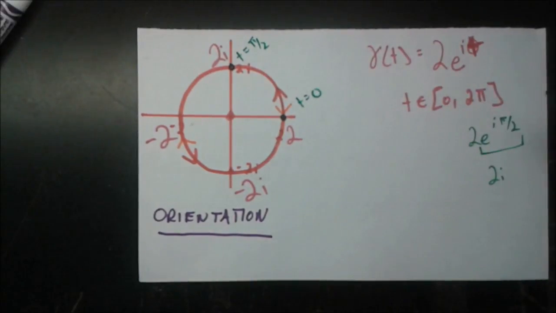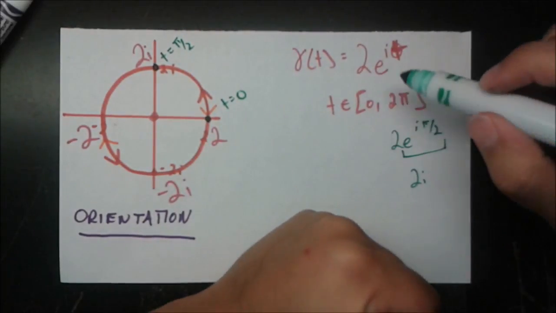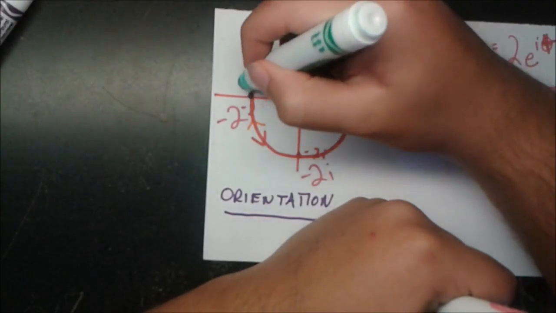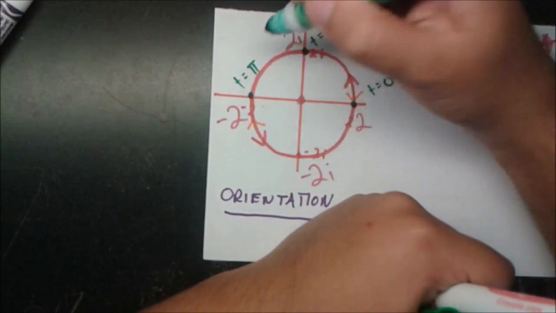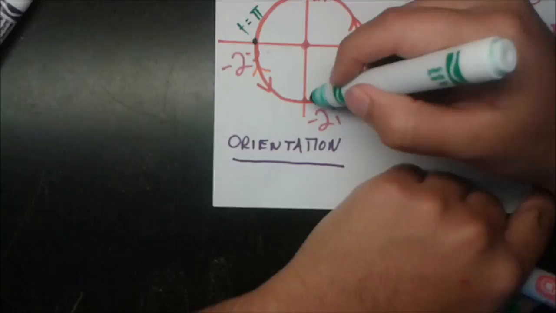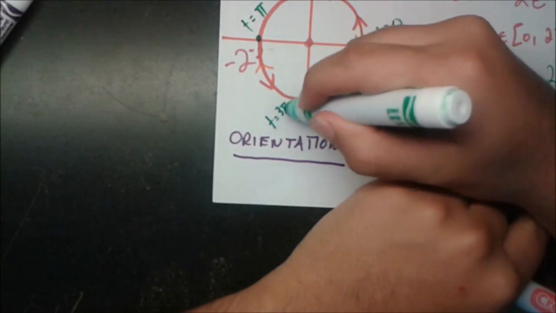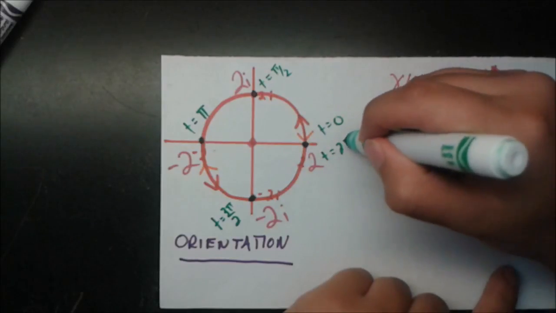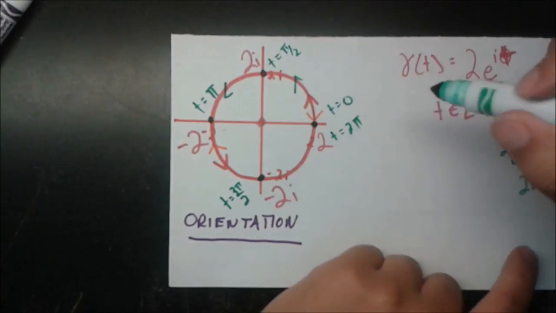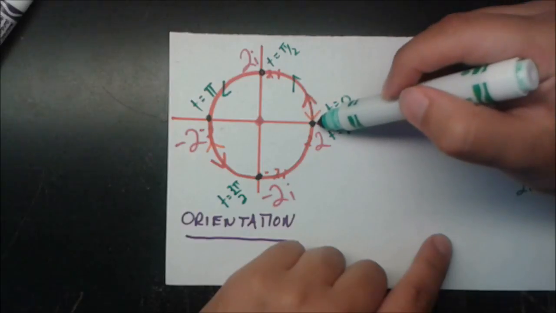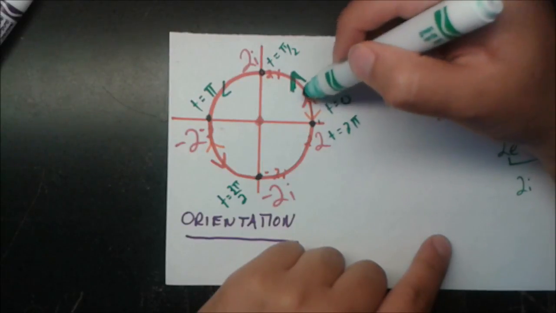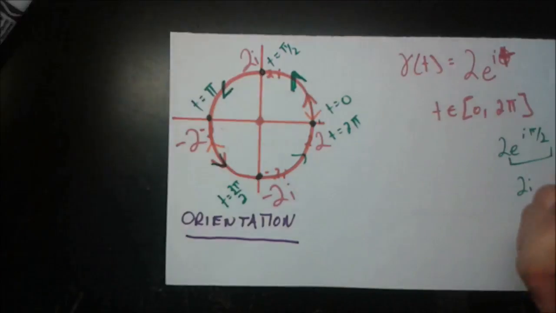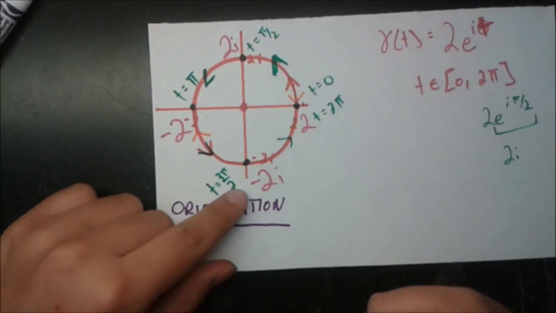t equals 0 here. When I plug in t equals pi into here, I get e to the i pi, which is minus 1, times 2 is minus 2. So now I'm here, so t equals pi. Now if I plug in 3 pi over 2, I'll get right here, 3 pi over 2. And now if I plug in 2 pi, I'm going to come right back here. So we see that we follow, and I've drawn two sets of arrows here. I've drawn these red arrows and the orange arrows. So the green arrows are going in the same direction as the red ones. So it's going counterclockwise.